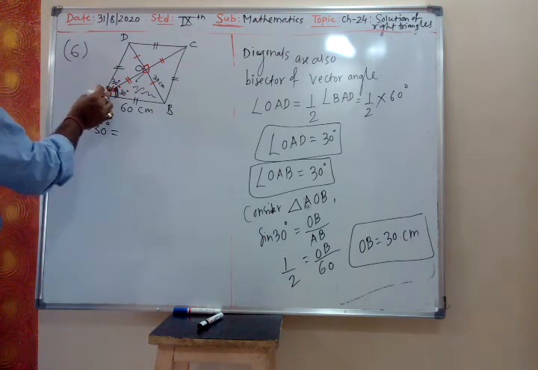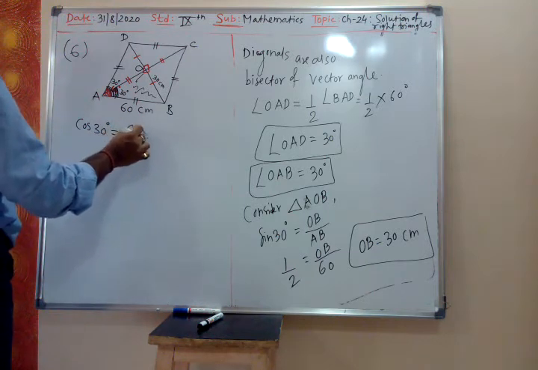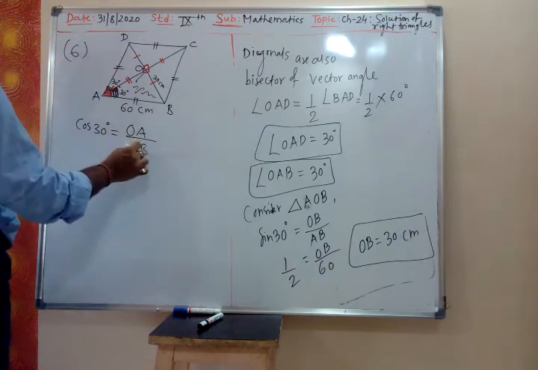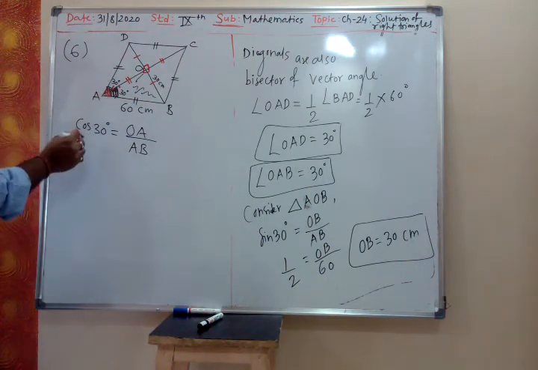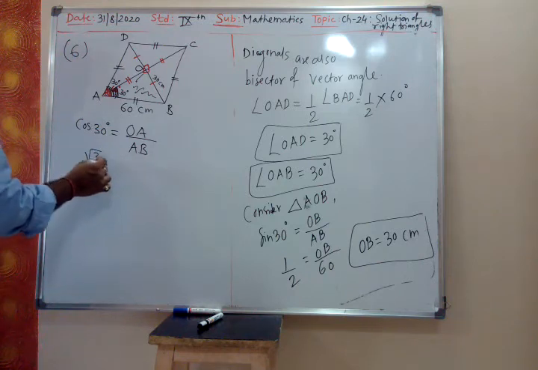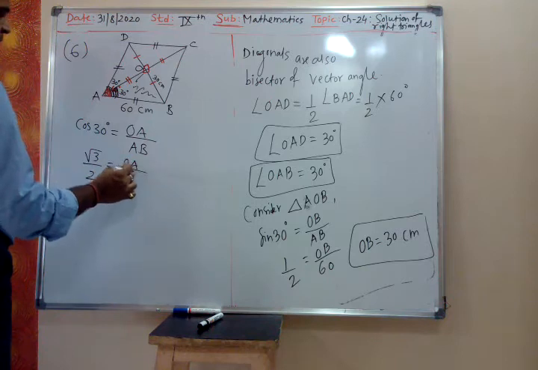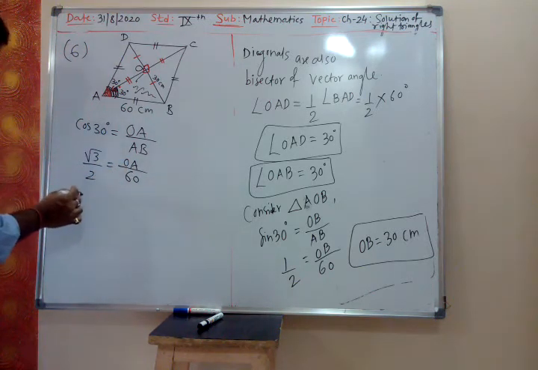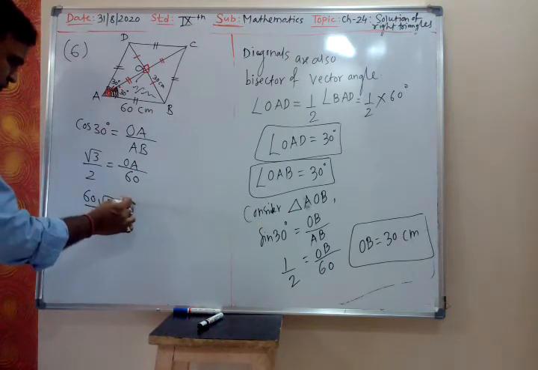We write 30 degree instead of A degree. That is OA. OA upon AB, cos 30 degree is adjacent upon hypotenuse. What is cos 30 degree? Cos 30 degree is root 3 by 2, which is equal to OA, which we have to find, upon AB, which is 60. So 60 root 3 upon 2 is equal to OA.